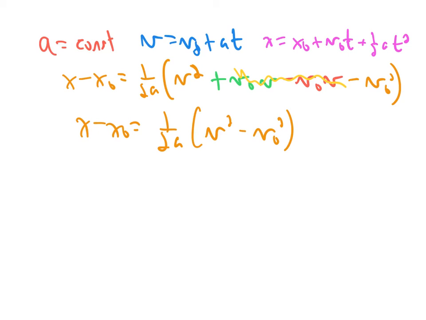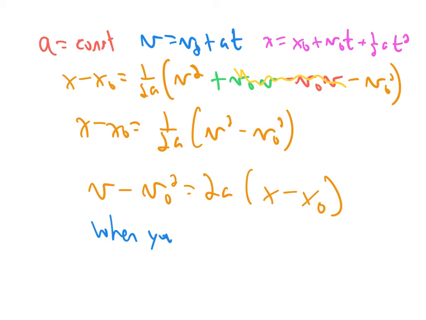And then it's sort of traditional to solve this over and instead say we multiply through by 2a and we get that v squared minus v0 squared is 2a times (x minus x0), which is useful. It's especially useful when you don't have and don't care about the time.